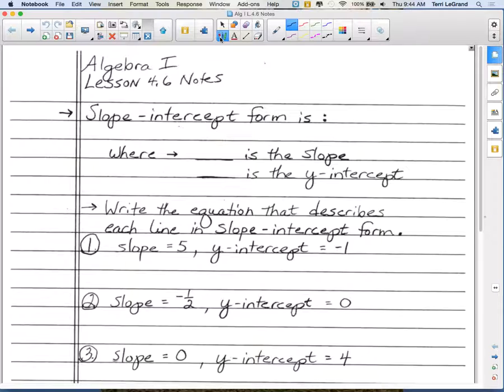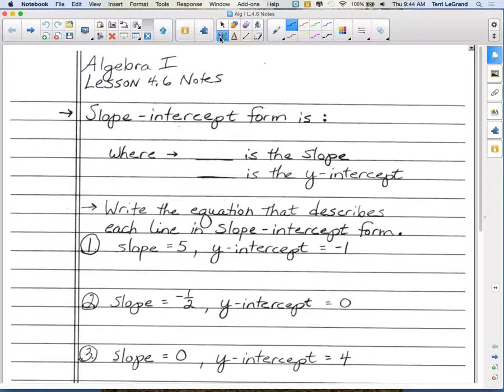Now we're going to start talking about another form. So that same equation written in standard form can also be written in slope-intercept form. Still the same line on the graph, still has all the same ordered pairs, it just has a different name is all. And the reason why we like slope-intercept form is because it's graphing friendly.